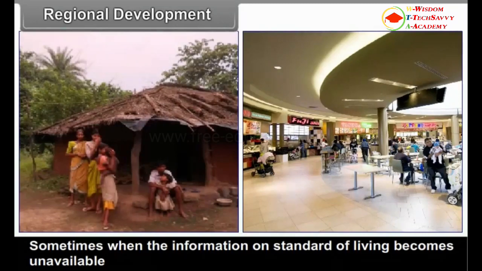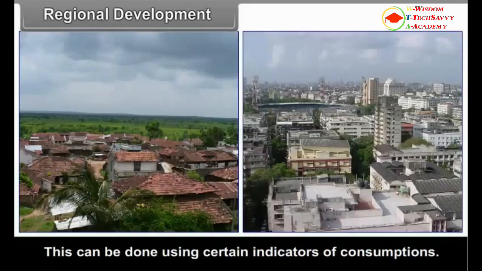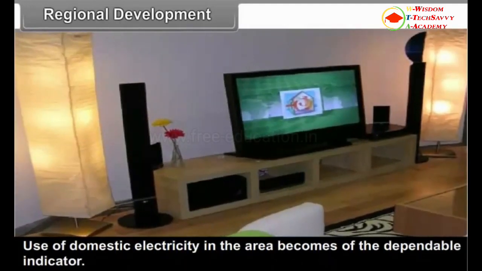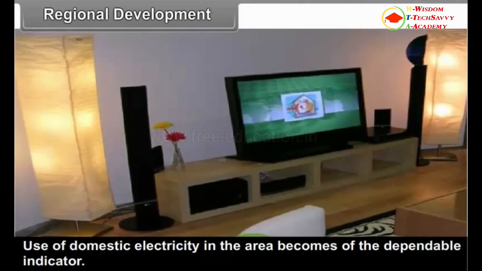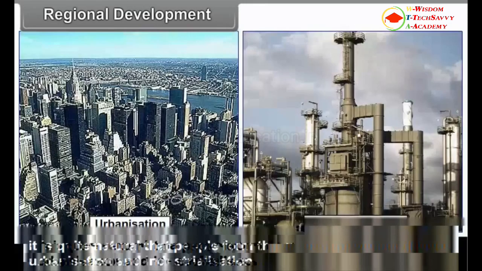Sometimes, when the information on standard of living becomes unavailable, we have to infer the level of standard of living from indirect sources. This can be done using certain indicators of consumption. Use of domestic electricity in the area becomes one of the dependable indicators. A map of mean consumption of electricity in domestic sector from different districts is given in figure 8.4.